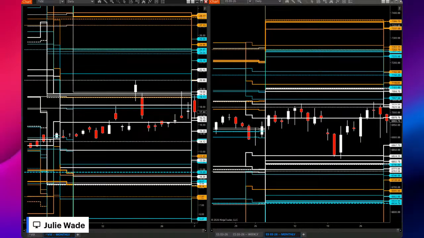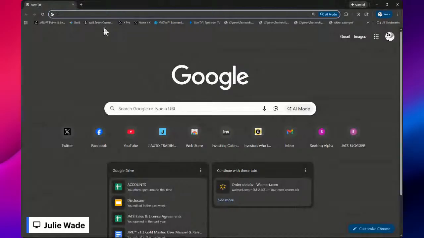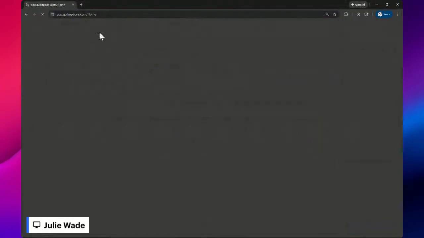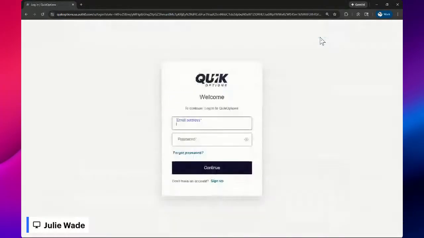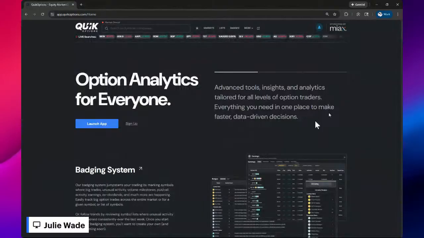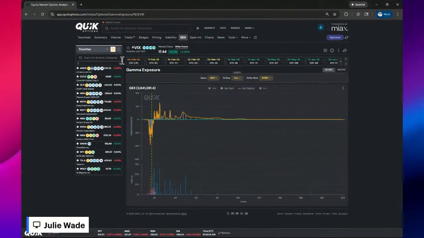And here's what I like to do next. I will come over to Quick Strike and Quick Options. First, Quick Options. You can register and sign in. They're not charging a subscription at this time, to my knowledge. And then come over to the VIX. Hit your GEX. Look at your expiry, which is February 4th.